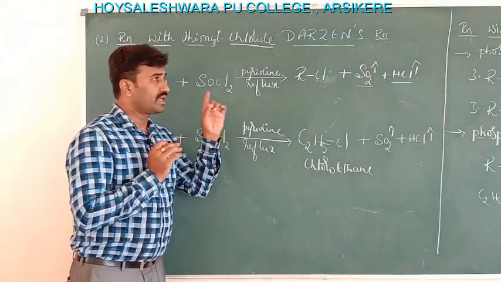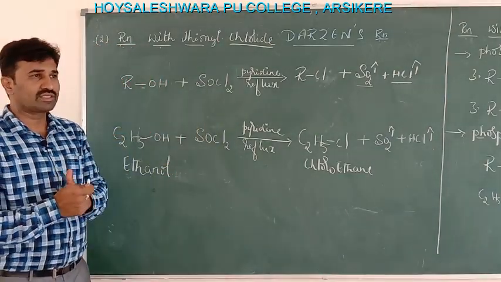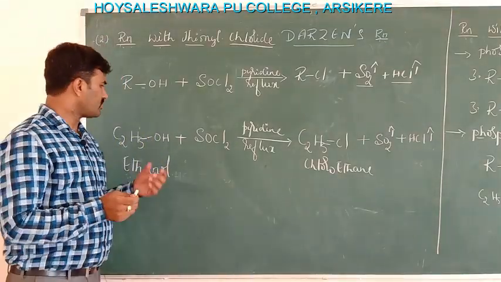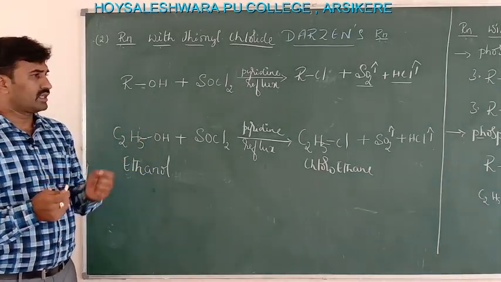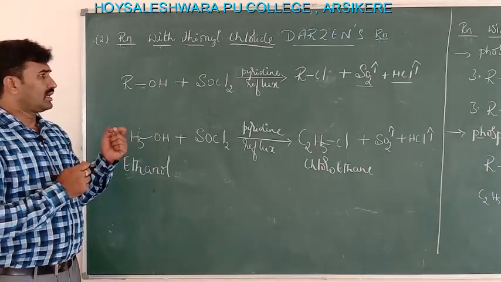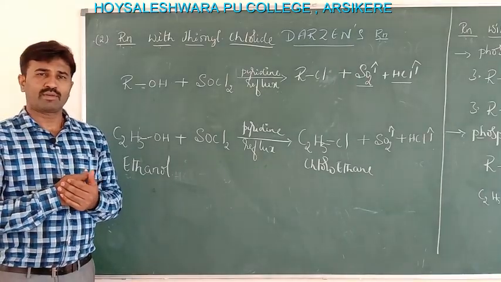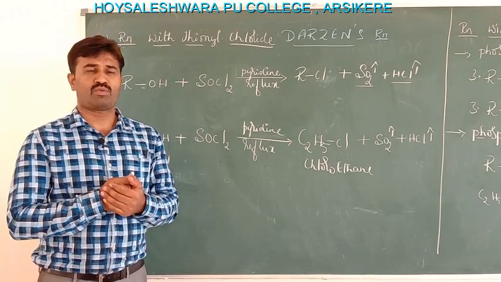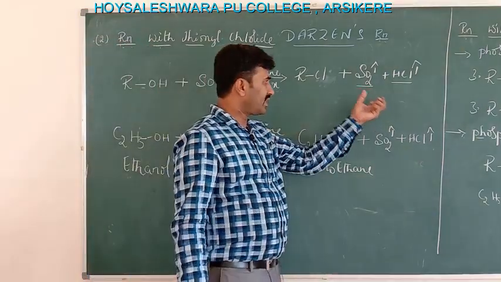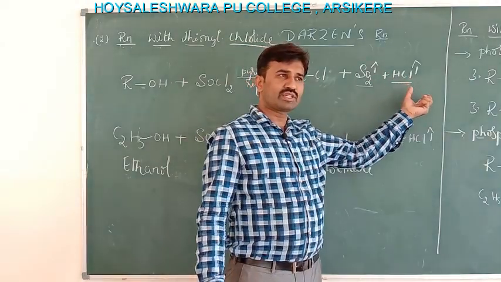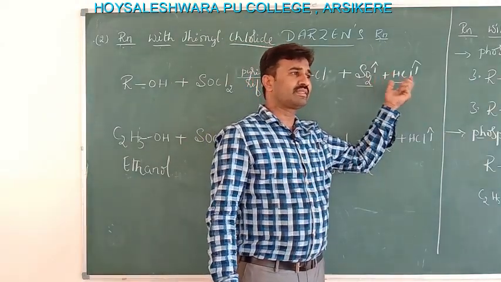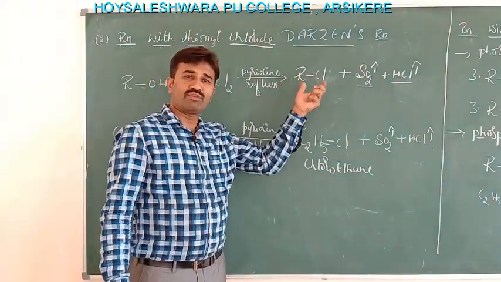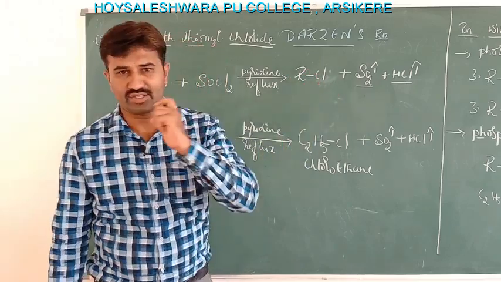Okay, so this reaction is a named reaction. This is called Darzens' reaction. So again, it is a very important question: SOCl2 is employed in industries for the chlorination purpose. Why? Because the sulfur dioxide and HCl are gaseous in nature. They can be removed or escape easily, leaving behind the pure chloro compound. Therefore, this method is widely used in industries.